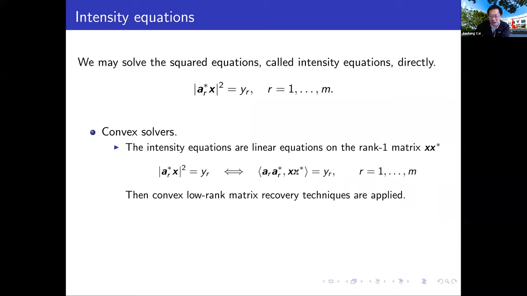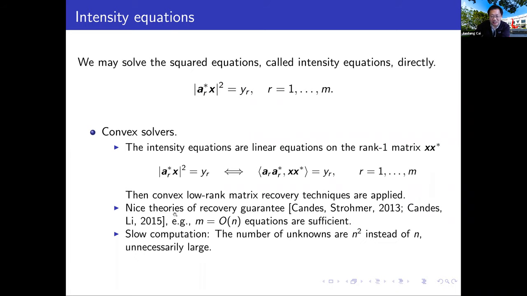But now the solution of this linear system is rank one. So we just need to find a rank one solution to this system of linear equations. Nowadays the convex low rank matrix recovery techniques are quite mature, so they can be applied to find a rank one solution of this system of linear equations. In particular, we just minimize the nuclear norm of this matrix subject to this constraint. This is known as PhaseLift. And a nice theory of recovery guarantee can be obtained.